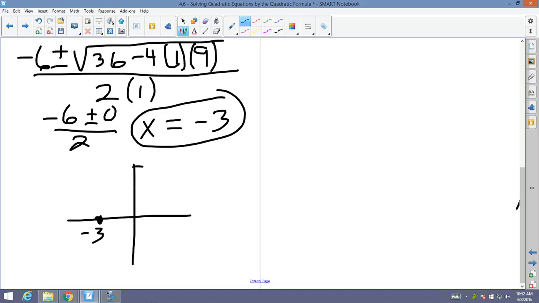My y-intercept was at 9, right, guys? So this is my axis of symmetry. I'm 3 to the right, so go 3 to the left over here at negative 6. I know this is a quick and dirty sketch, but in this case, I only hit the x-axis one time. Do you guys see that? Promise? Okay.